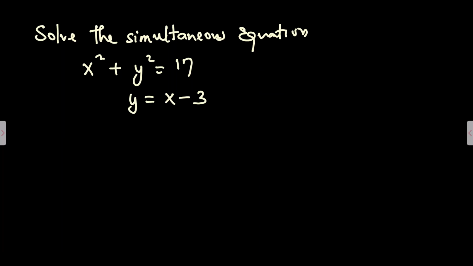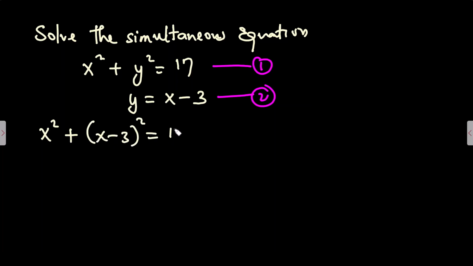Now, one of the easiest ways to work it out is to take this value of y, which is x minus 3, and substitute it for y in the first equation. But mind you, this is the first equation and this is the second equation. So you take this value for y, which is x minus 3, and substitute for y in the first equation, and that's going to look something like this. You have x squared plus, but y is already x minus 3, so you substitute it here, so that's going to be x minus 3 squared equals 17.